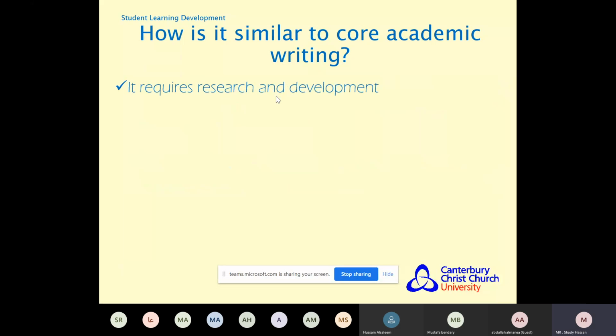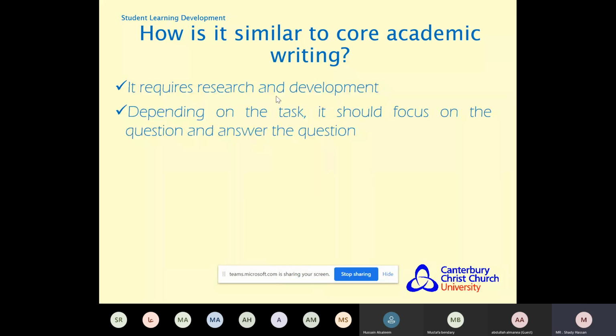How is it similar to core academic writing? Well, actually, it's similar to the academic writing where we're asking you to write down inside the classroom, because it requires research and development. Reflection needs research. You may check a lot of resources to just write down one reflection. Depending on the task, it should focus on the question and answer the question. It involves critical thinking and analysis.